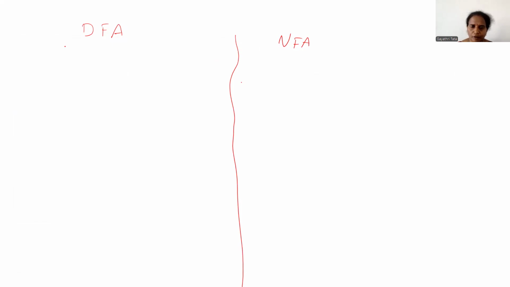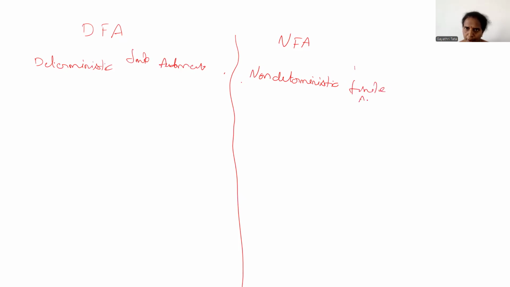So what is the meaning of DFA? That is deterministic finite automata. Okay, and what about NFA? NFA means non-deterministic finite automata.